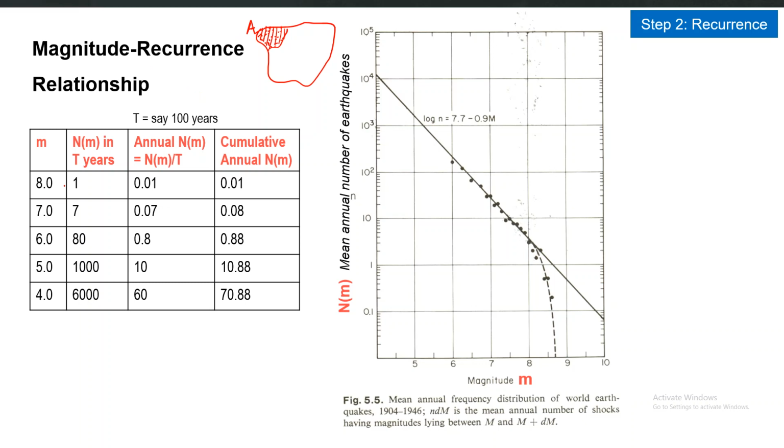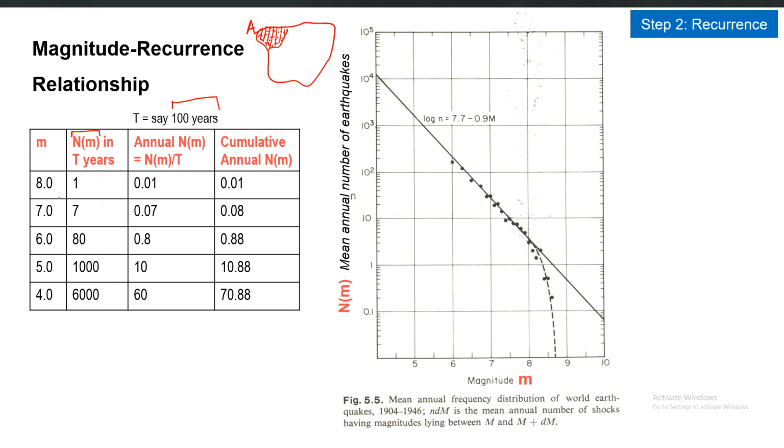Let's say that we have 100 years of data. All the dots within that source A are just 100 years of data. So what we will do is count the number of earthquakes for different magnitudes. So n of m is the number of earthquake events in a particular t years. In this case, let's say t is 100 years.